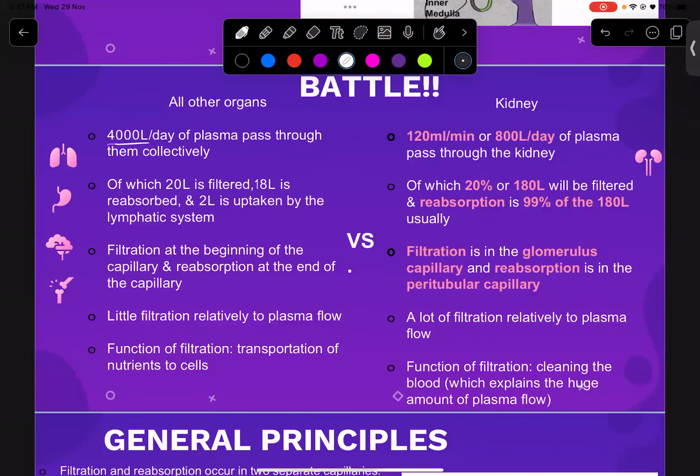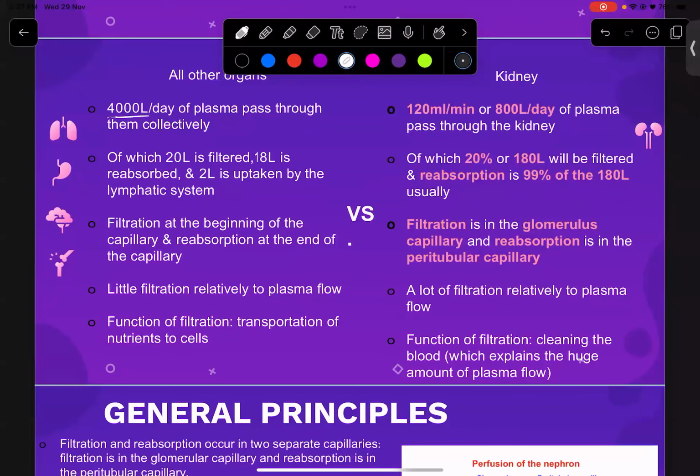So we have about 4,000 liters of plasma running through all the organs collectively per day, okay? Of this, we have about 20 liters that is being filtered, 18 that is reabsorbed, and 2 that is being taken up by the lymphatic system.